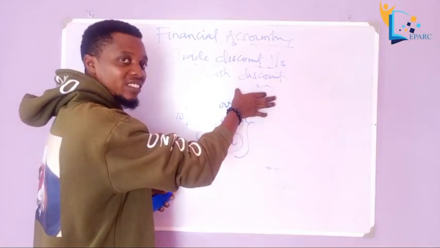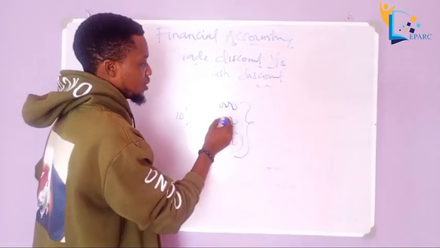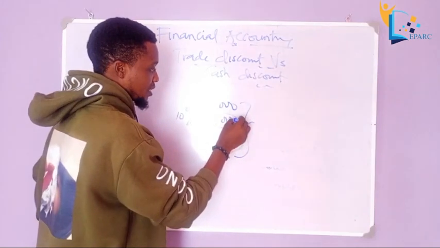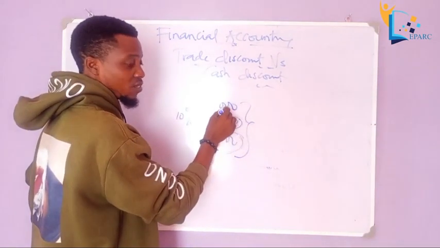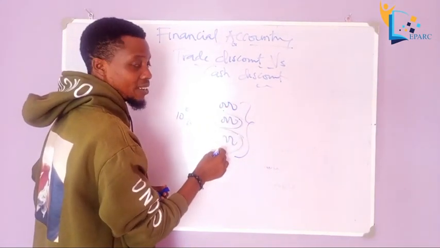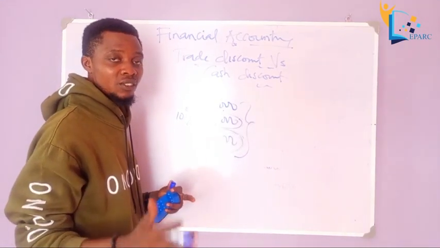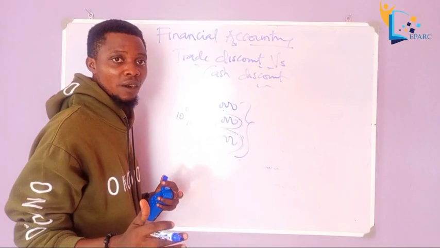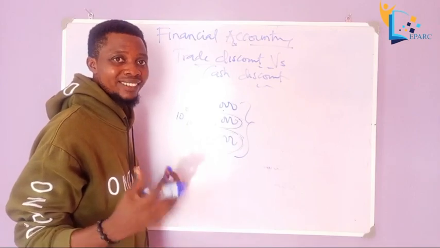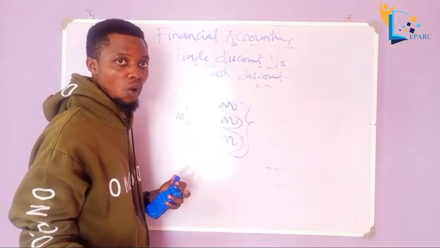But for cash discounts, the cash discount, the gross value, and the net value are all going to be carried into the various subsidiary books, and the double entry basis is going to work on them.